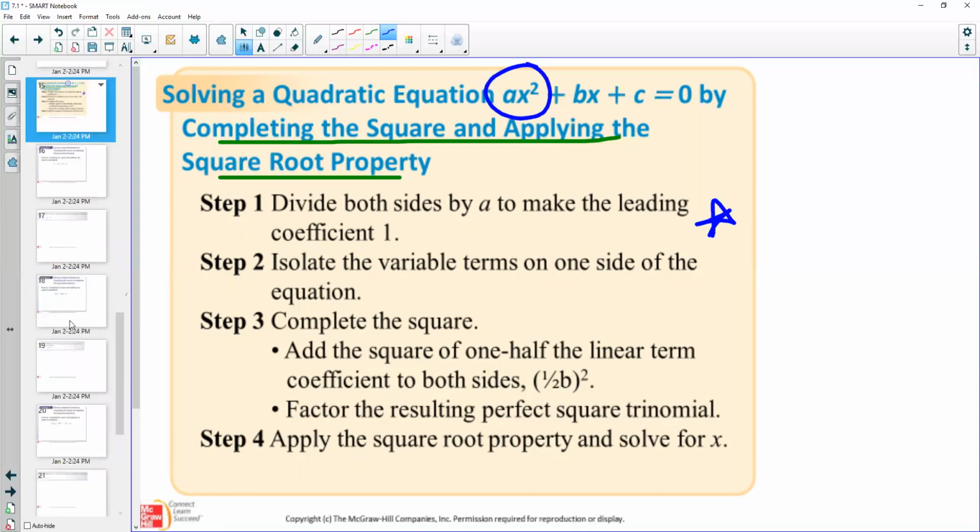It deserves a star. Once you get there, put the variable stuff on one side, so ax squared plus bx on one side, all the numbers on the other side. And then complete the square. Then once we do that, we'll have a perfect square and we can use the square root property. Sounds crazy, we're going to do it.